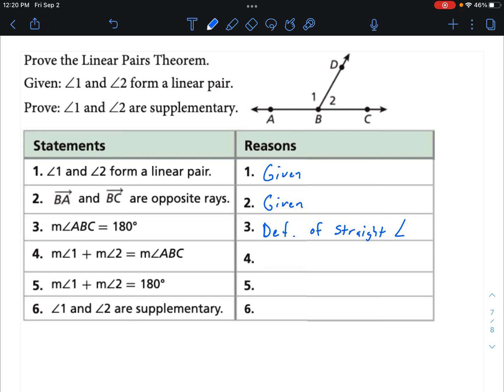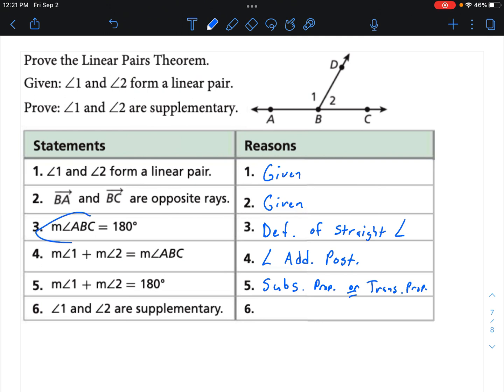Then I've got, on number 4, the measure of angle 1 plus the measure of angle 2 equal the measure of angle ABC. That's your angle addition postulate. Number 5, we had the exact same equation, except we replaced measure of angle ABC with 180 degrees, so that would have been the substitution property. You could also say transitive there if you really wanted to.